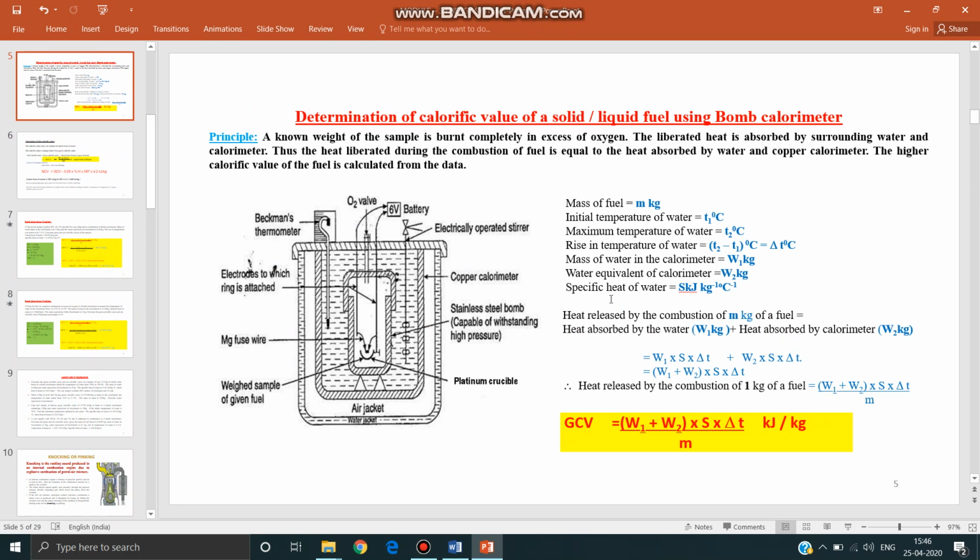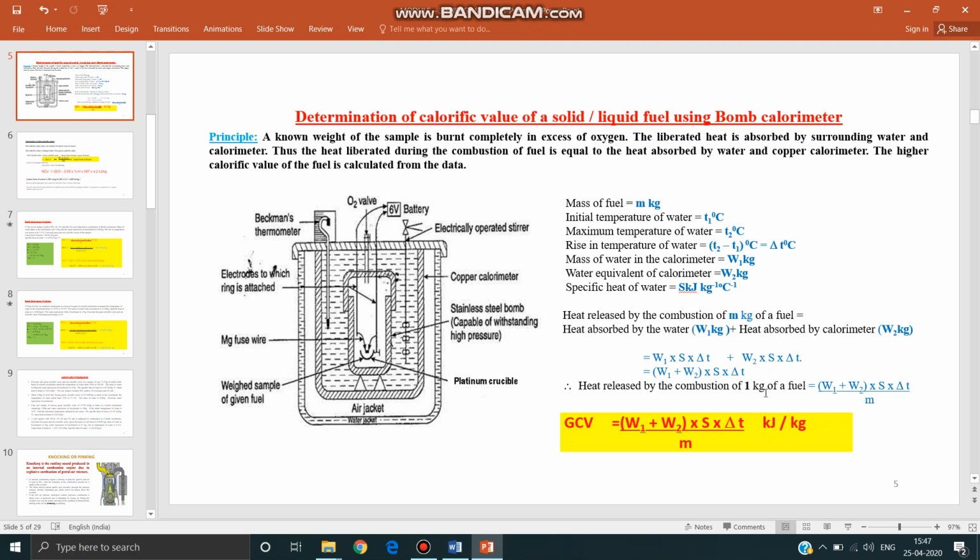Now what is next? The specific heat of water, that is S kilojoule per kg per degree Celsius. The heat released by the combustion of m kg of fuel is equal to the heat absorbed by the water and the heat absorbed by the copper calorimeter. So that's equal to W1 into S into delta T plus W2 into S into delta T. Simplify this, then the heat released by the combustion of 1 kg of fuel is equal to this much.